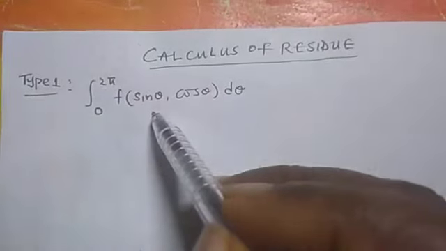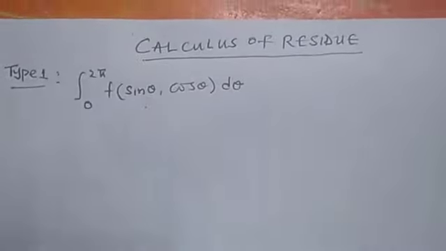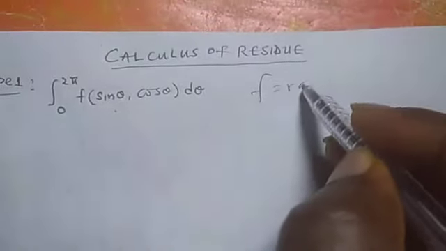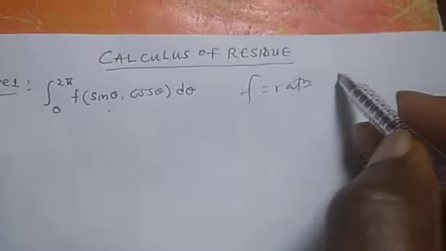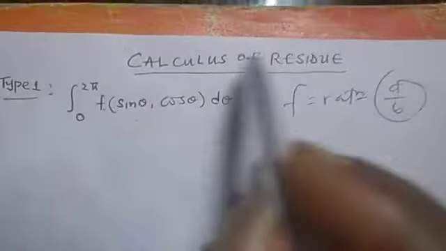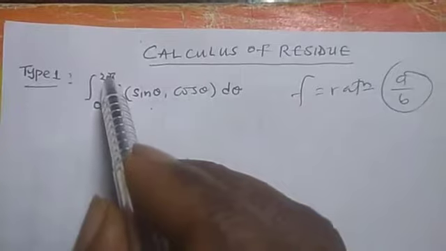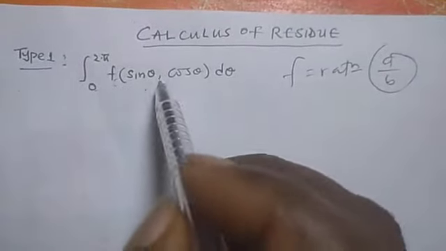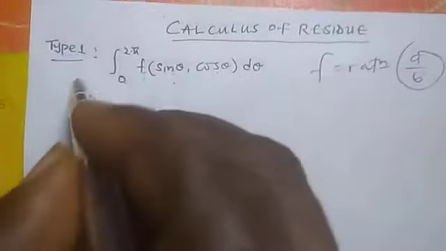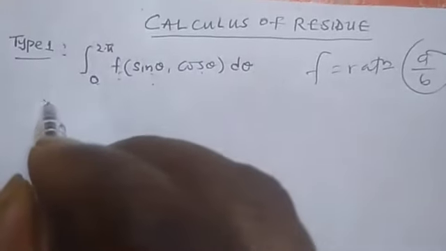The first case is this. The first type of integral we can apply residue to is when we are given a function f, but this function f is rational, that is, it's in terms of a over b. So we can apply the residue theorem when you are given an integral from 0 to 2 pi only, and a rational function that has sine and cos only. So how do we proceed if we want to solve this type of problem?